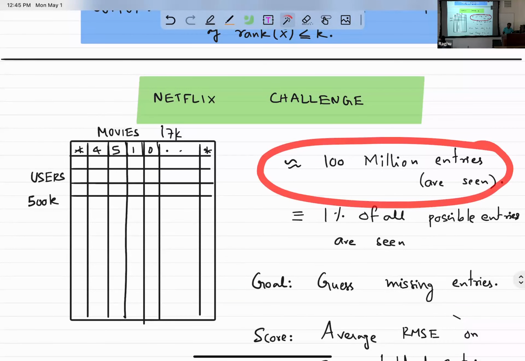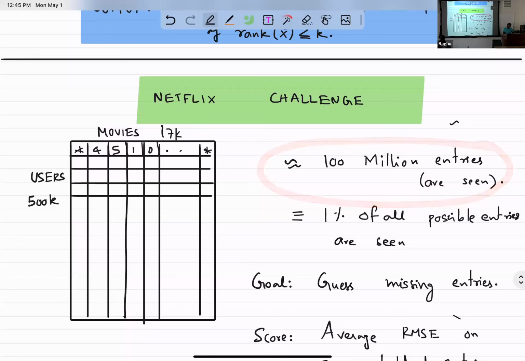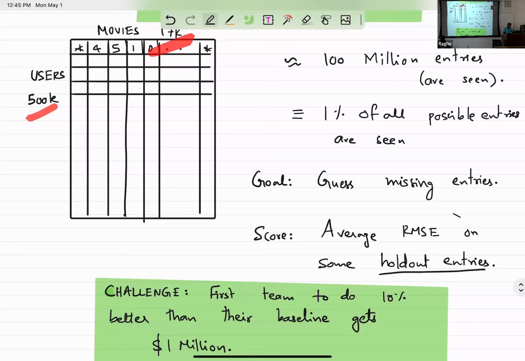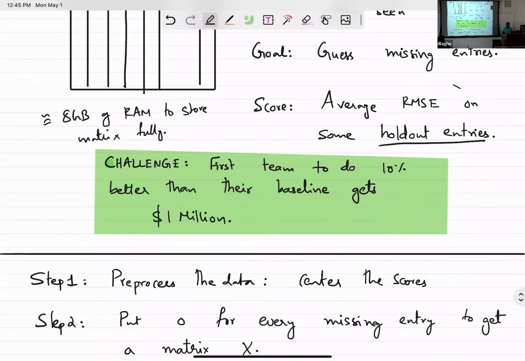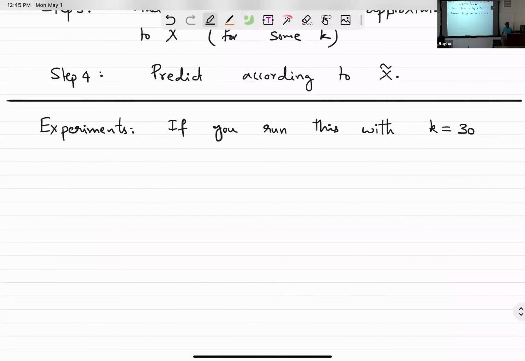To store a 500K by 17K matrix, you need roughly 8 GB of RAM. Store matrix fully. If you don't have any sparsity or something, then you would need 8 GB of RAM to store such a big matrix, right? The dimensions are big, but they said, okay, I'm just going to use rank 30. Again, you try different things and then figure out what works best.